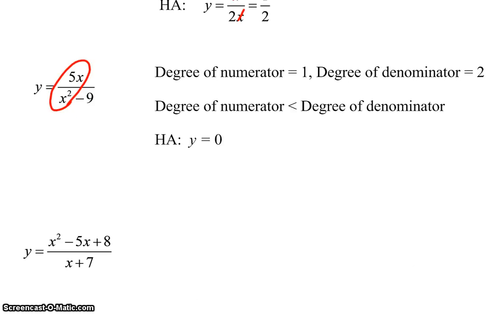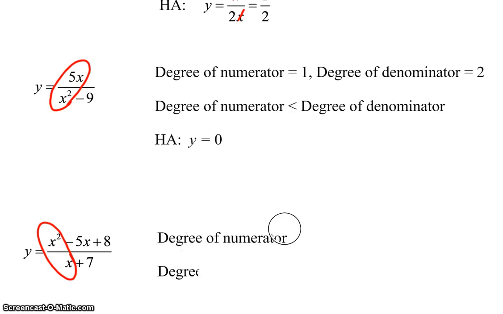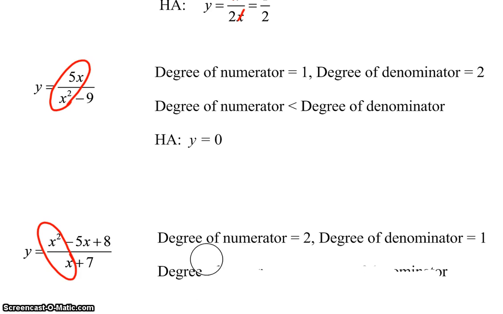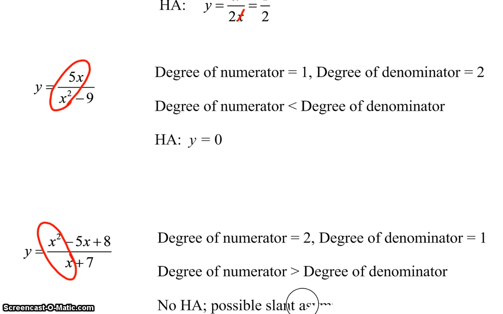Moving on to our last example, our lead terms are x squared and x. So the degree of the numerator is 2, the degree of the denominator is 1. What this means is that our degree is higher in the numerator, and when our degree is higher in the numerator, we don't have a horizontal asymptote. All we have in this situation is a possible slant asymptote.